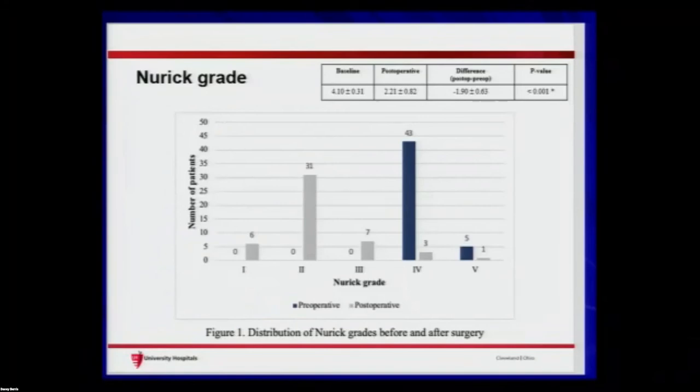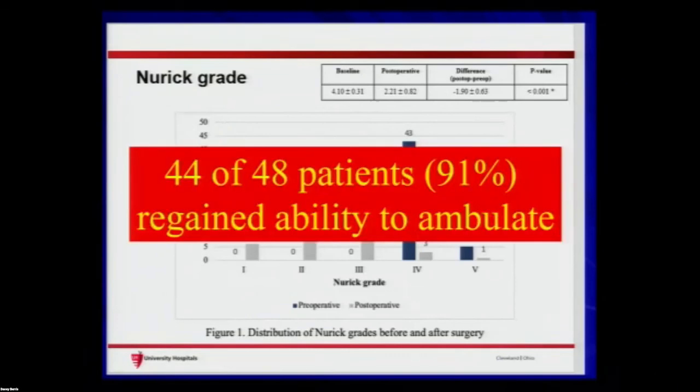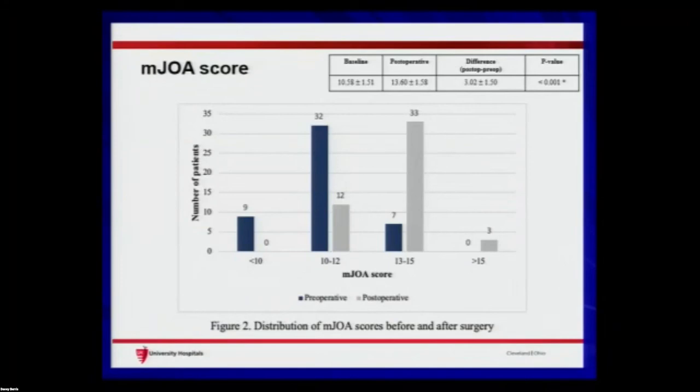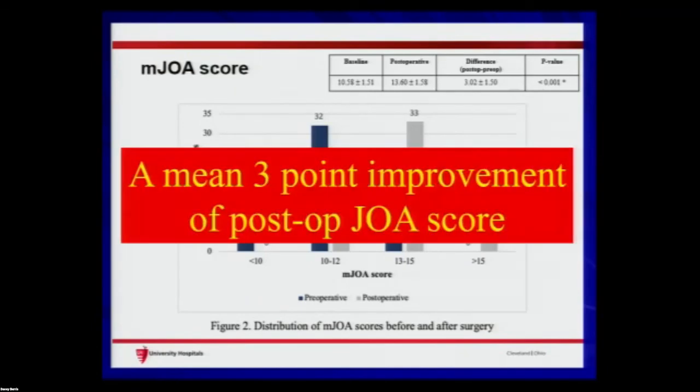And what we found was that the vast majority of patients that did have surgery regained the ability to walk, particularly the Nurick 4s. And so 44 of the 48 patients, over 90%, regained the ability to ambulate. We also evaluated their clinical symptomatology with the JOA score, the Japanese Orthopedic Association score, which is an objective way of looking at function and symptomatology related to cervical spine disease, and found that the majority of patients had substantial improvement in their postoperative JOA scores of up to 3 points, which is on a 17-point scale. So that was a significant finding.